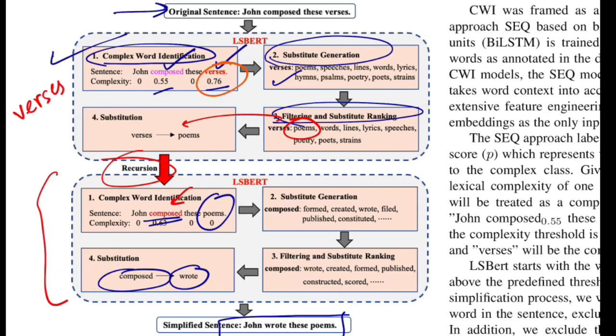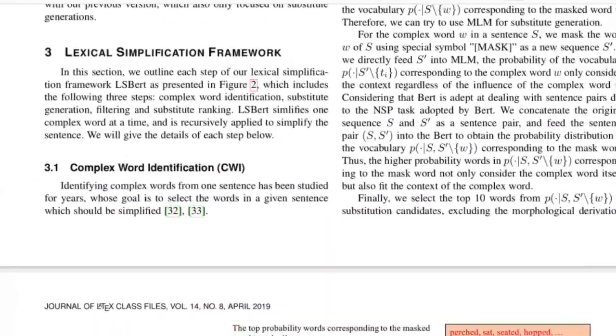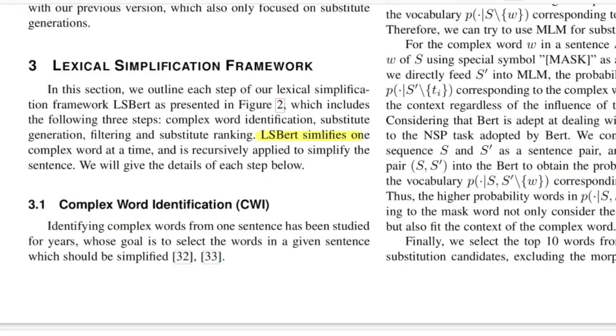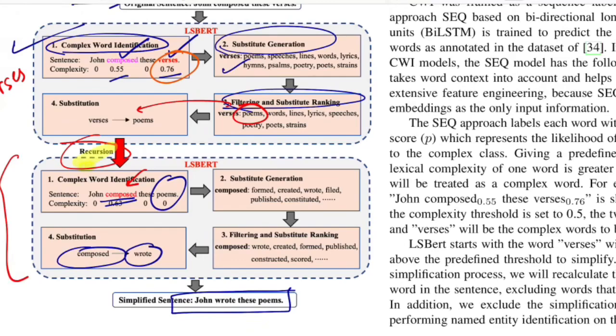One main thing to notice in this approach is that for every complex word that you identify, you run all the remaining steps and do a substitution for that, then do it recursively for all the remaining complex words that you have already identified. So yeah, now let's dig into the detail of each of the four steps and see what the mechanisms are and what models the authors are using. So they mention LSBert simplifies one complex word at a time and is recursively applied to simplify the sentence. So this is exactly what this recursion step was doing.